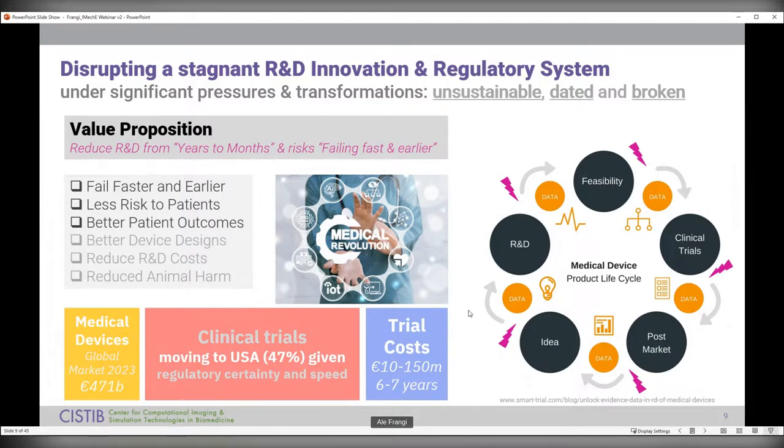So the value proposition of in silico trials is, can we actually reduce from years to months and also fail earlier and faster, and in doing so have better devices and less harm to both patients and animal welfare. And this is a technology that can affect different phases of the life cycle of a medical product.